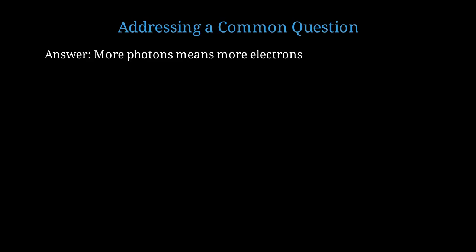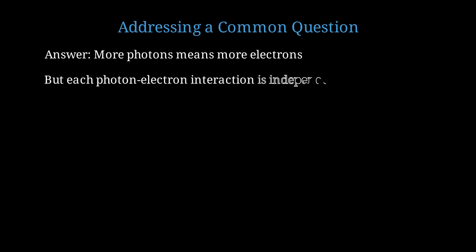Students often ask, if one photon ejects one electron, why does increasing intensity increase current? Increasing intensity means more photons per second hit the surface. Each photon above threshold can eject an electron. So more photons equals more electrons per second, which means more current. Crucially, each photon-electron interaction is independent. The energy of individual photons doesn't change with intensity, only their number changes.